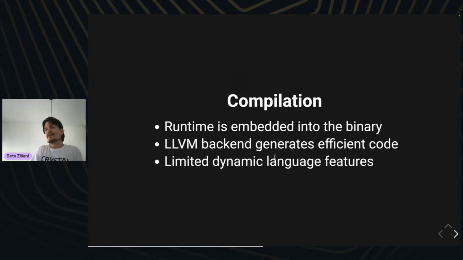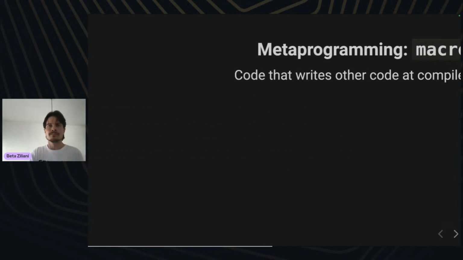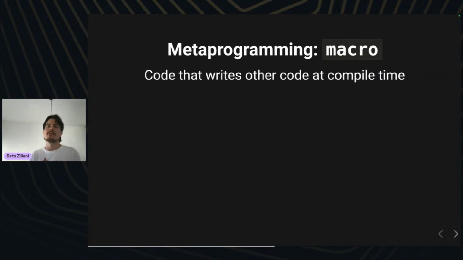One consequence of having a compiled language is that you cannot be as dynamic as Ruby or Python or any other interpreted language. There are things that you need to do that you cannot do. But for that, we cover most of it with metaprogramming using macros. I mentioned this already in the live coding session. The idea is code that writes other code at compile time.